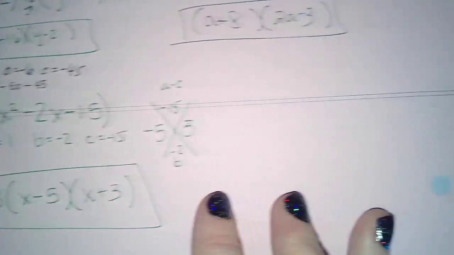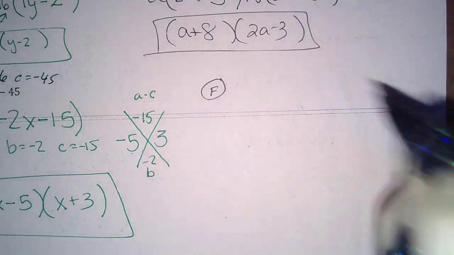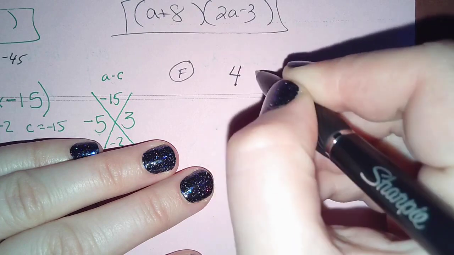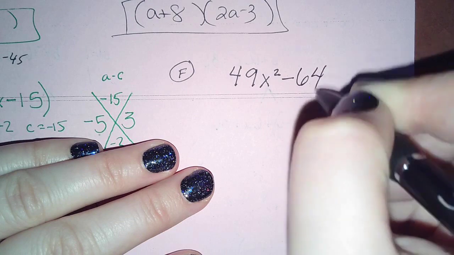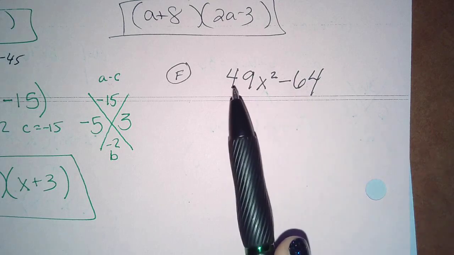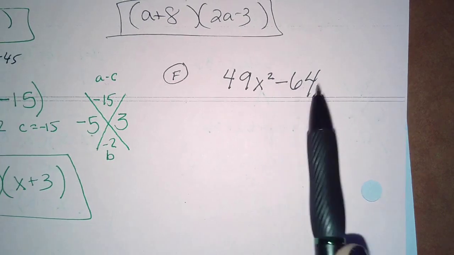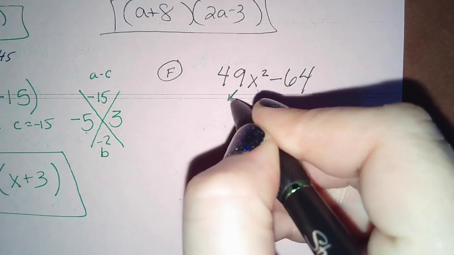Okay, let's take a look. I'm going to add one example. We'll add example F. And this is again just reviewing from earlier. 49x squared minus 64. So I could try to see if I could take out a GCF, or I could realize, well, 49, that's 7 times 7, so it's a perfect square. And I have a difference of 8 times 8, so that's another perfect square.